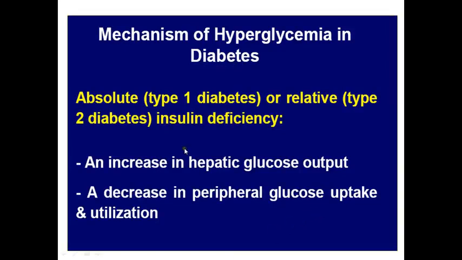Mechanism of hyperglycemia. So how does hyperglycemia occur in diabetes? In absolute, type 1 diabetes, or in relative, type 2 diabetes, there is insulin deficiency, there is an increase in hepatic glucose output and a decrease in peripheral glucose uptake and utilization. So the muscles and adipose tissue cannot take it up, and the liver keeps on producing it.